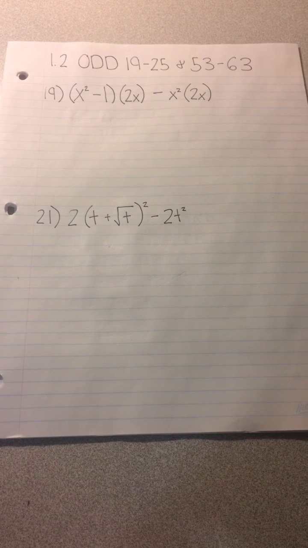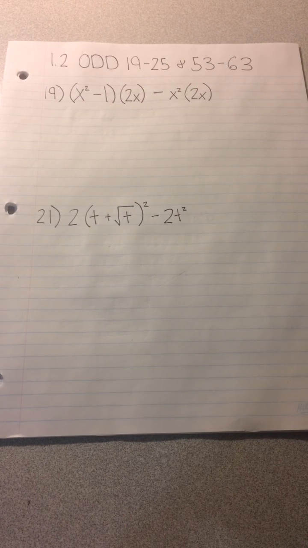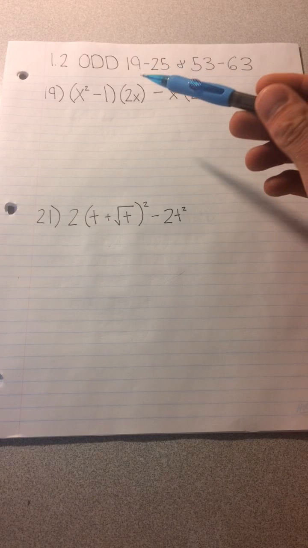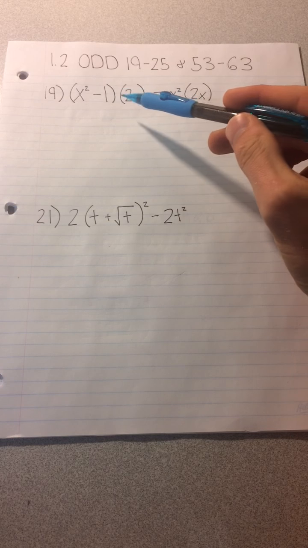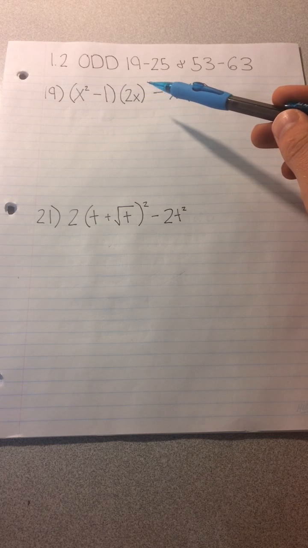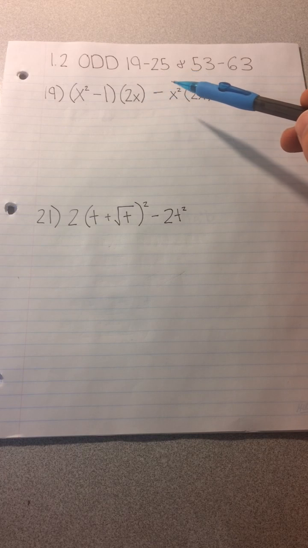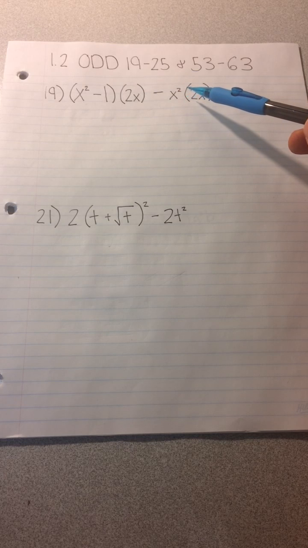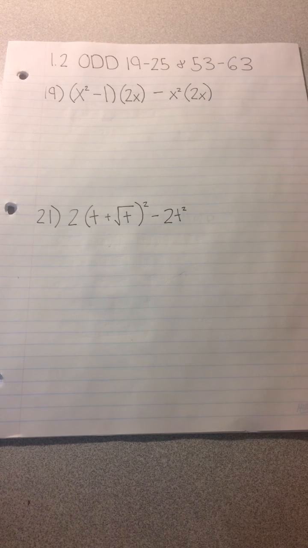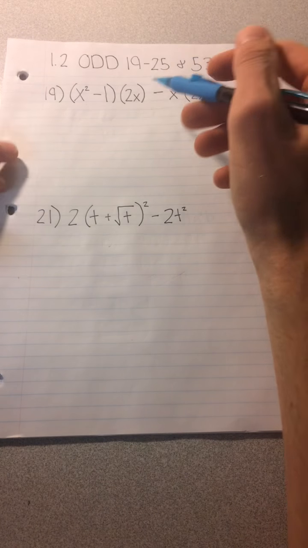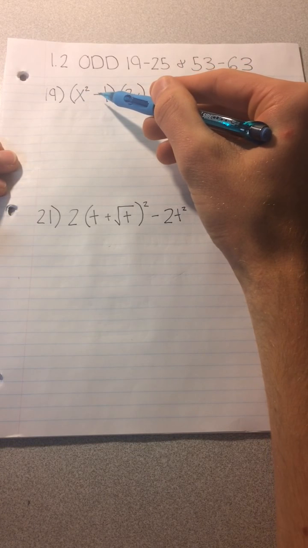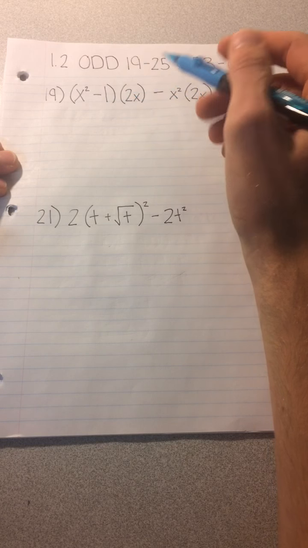This is chapter 1.2, questions 19 to 25 on page 21. For question 19, we're asked to simplify the expression, and the question is given here: (x squared minus 1) times 2x minus x to the power of 2 times 2x. Our first step will be to multiply these brackets by the 2x.